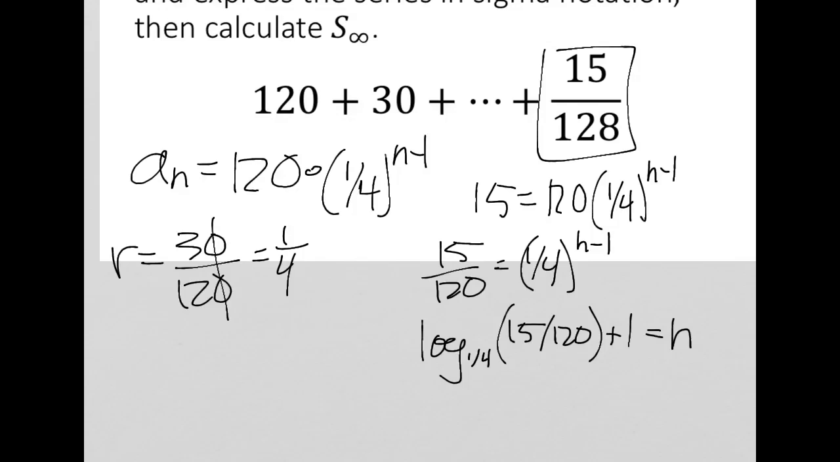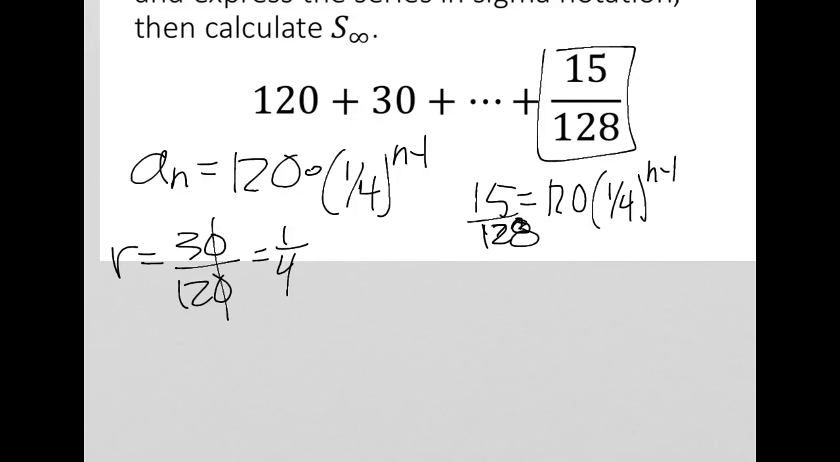Oh, and I'm just realizing I wrote 120 there. Wait, I did totally crazy things. Look, that was supposed to be over 128. So that denominator should actually be 15 divided by 128 divided by 120. So I'm going to jump all the way back to this stage. 15 over 128 equals our first term times our common ratio to the power of n minus 1.